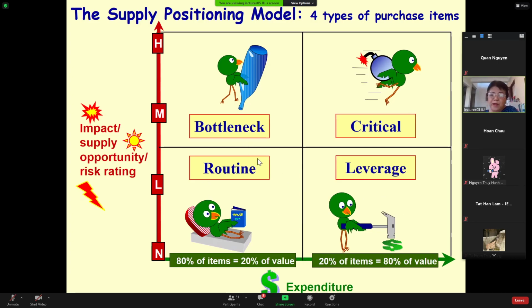If you deal with a supplier in the routine quadrant, oh, very easy, because if you don't buy from supplier X, you can buy from Y, from Z, etc. And if you are dealing with a supplier in the leverage quadrant, you know that you have to leverage them. Bottleneck, critical, again, for each supplier in each supply model you have a different strategy. They are special, okay?